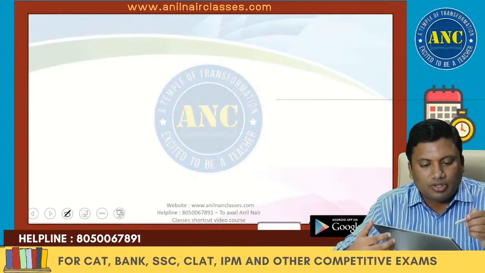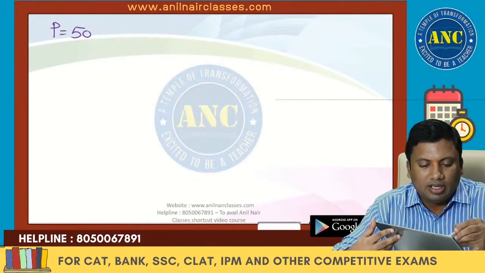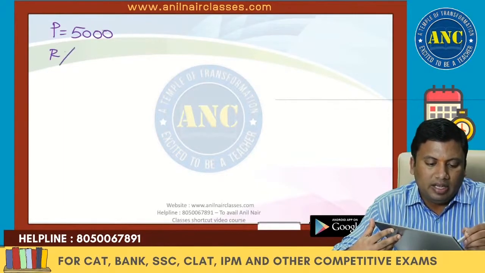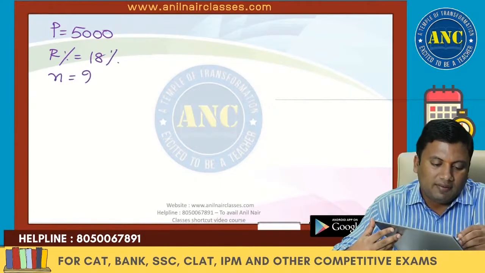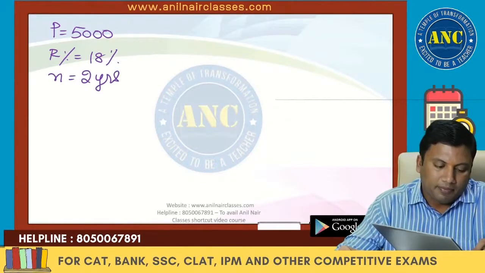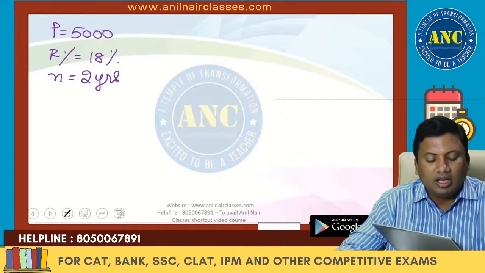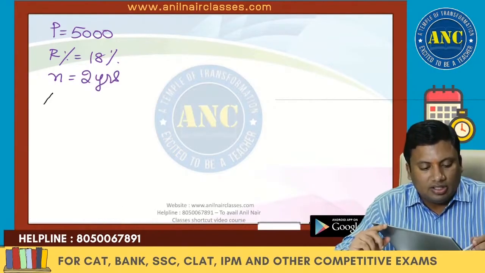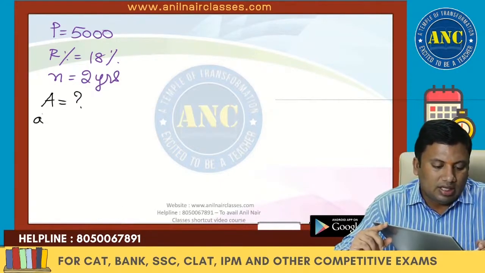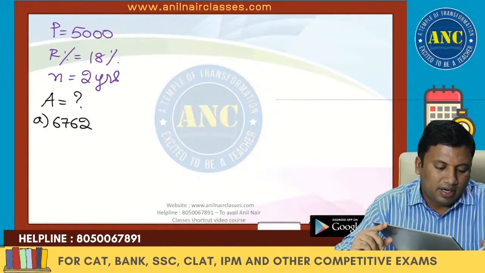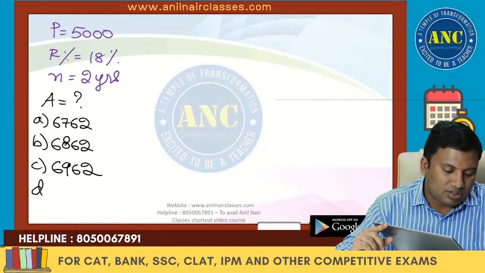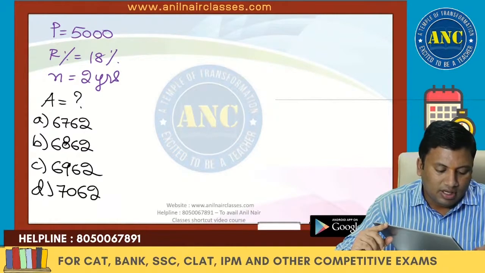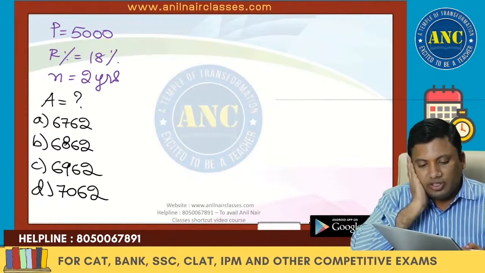Yesterday I discussed a question by using digital sum. P is 5000, R is 18%, N is 2 years. I told you that I will discuss an alternative method. I discussed it in my previous class: the amount was 6762, 6862, 6962 and 7062. We used a digital sum. We can also use it like this.